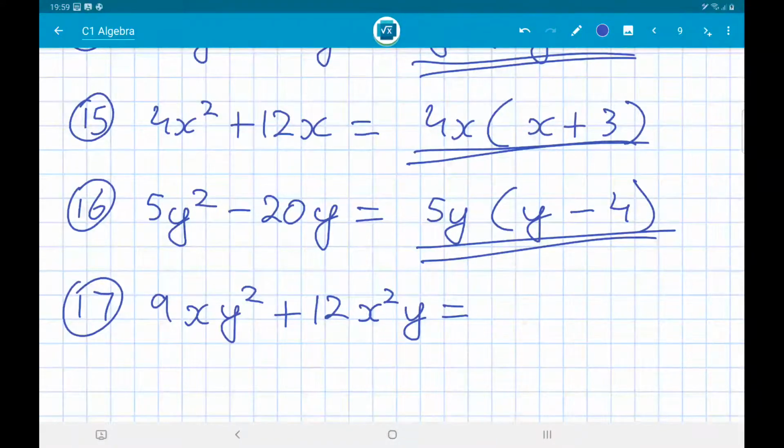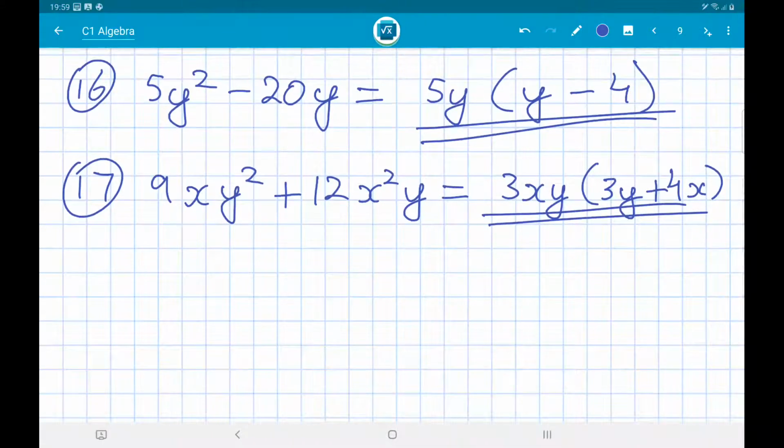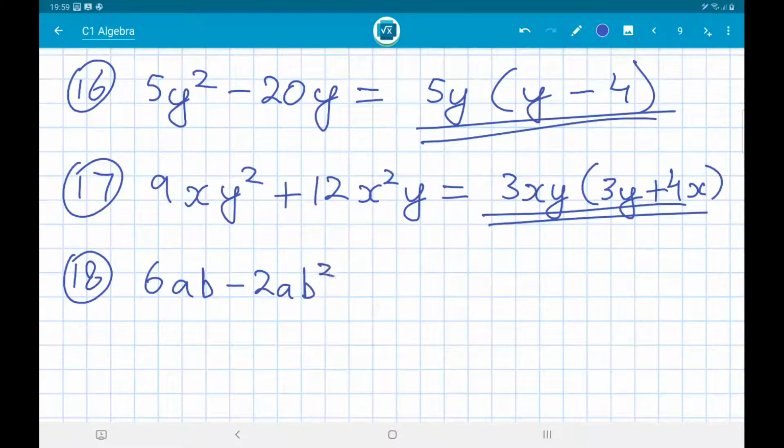It's so funny, man. Okay, so take a common factor, which is 3x and y. And you're with 3y on the inside and 4x on the other side. Yep, sounds about right. 17.